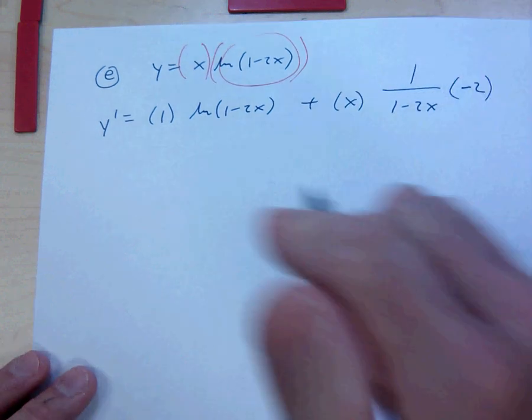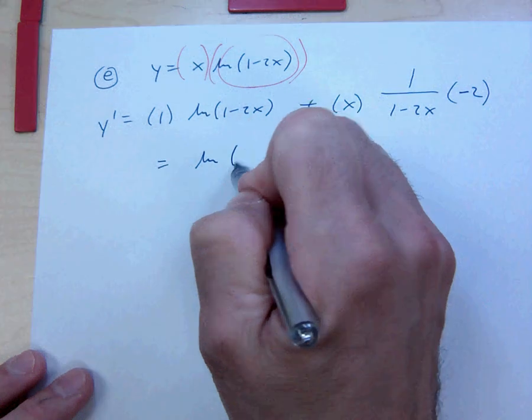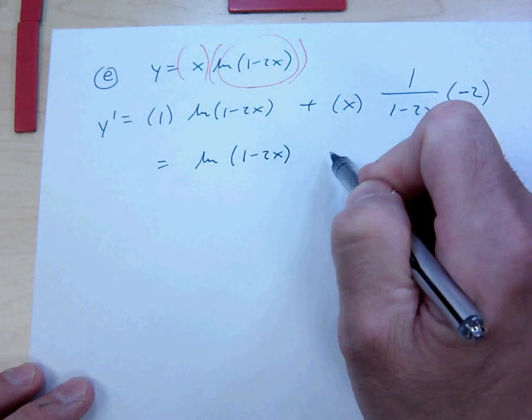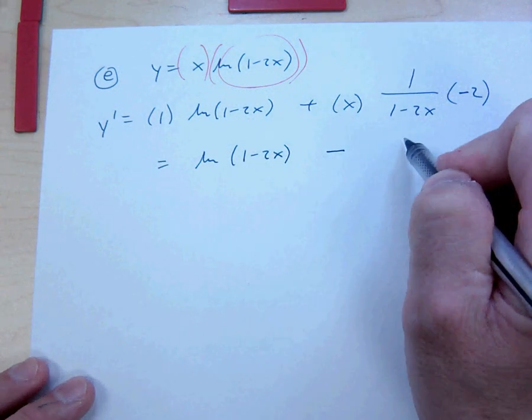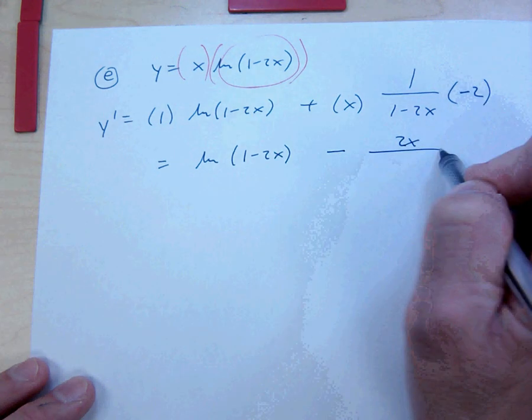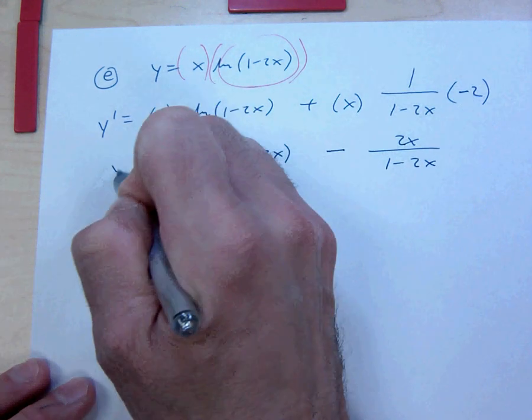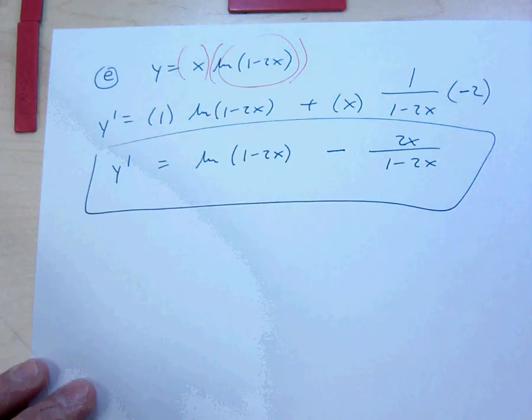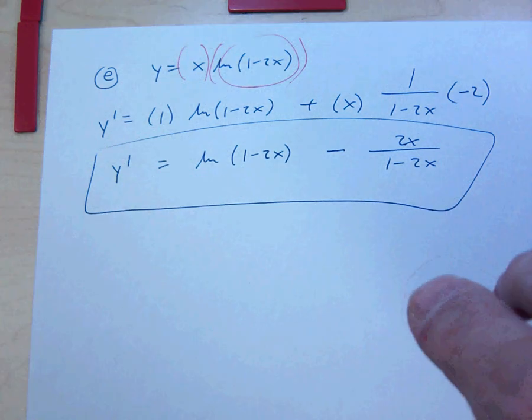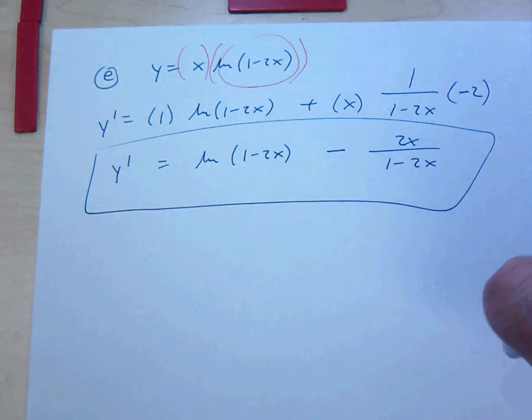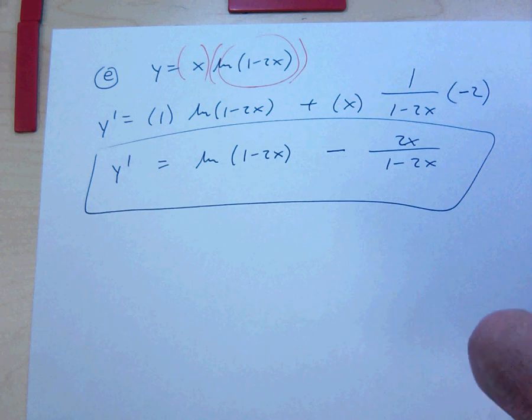Okay, and then just simplify a little bit. I don't think there's a whole lot you can do on this one. I'll probably just write it as this. Okay? So that's the derivative function. Good? Okay, 2 more.